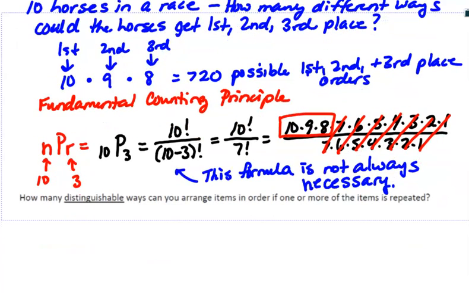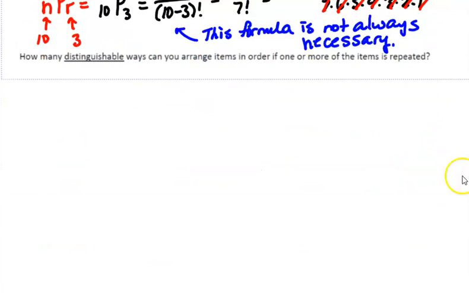But what happens if some of the items in my list that I'm choosing from happen to be repeated? So let's say I have the letters A, B, and B instead of A, B, and C. So I have two B's, and I'm trying to find the number of different ways I can arrange these letters. Well, if I switch the two B's, there's no difference. So that's not very helpful.